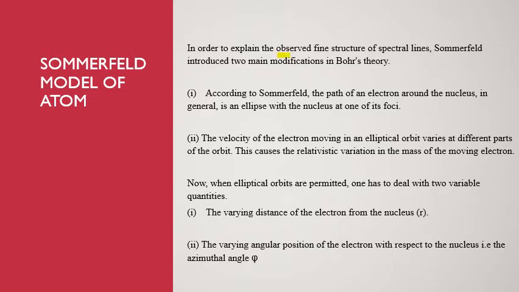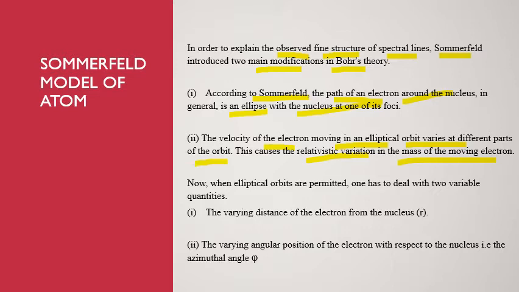In order to explain that observation, the fine structure of the spectral lines, Sommerfeld introduced two main modifications in the Bohr theory. According to Sommerfeld, the path of an electron around the nucleus is an ellipse with the nucleus at one of its foci. The velocity of the electron moving in the elliptical orbit varies at different parts of the orbit, and this causes the relativistic variation in the mass of the moving electron.